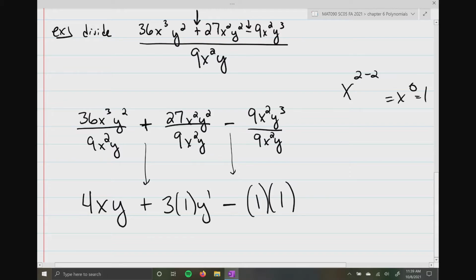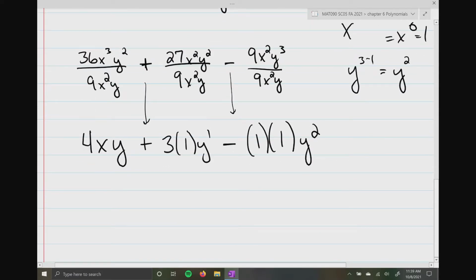Y to the third divided by y to the first. So that's going to be y to the 3 minus 1, which is y to the what? Repeat that. Y to the third divided by y to the first. Now what that means, because we need to use the quotient rule, so it's going to be y to the 3 minus 1 power. So what's 3 minus 1? 2. So it's going to be y to the second.